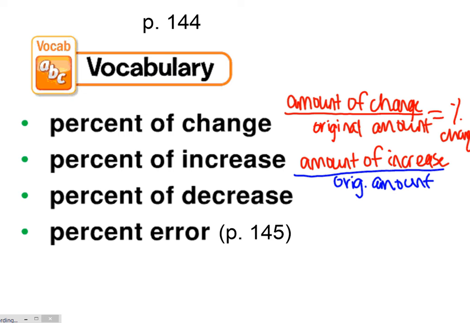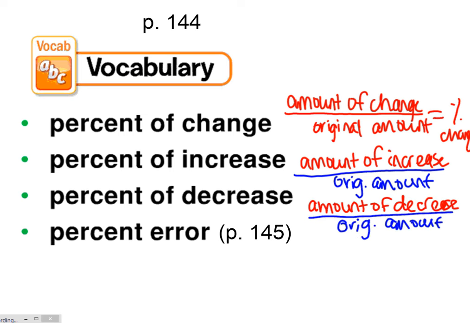And the amount of decrease or percent of decrease is very similar, except this time you start with an amount and it goes down. So the amount that you originally start with actually decreases. So to do this, you find the amount of decrease. And once again, you divide it by the original amount you start with. Percent of error is going to be on page 145, and we're going to discuss that on a separate slide in just a moment.